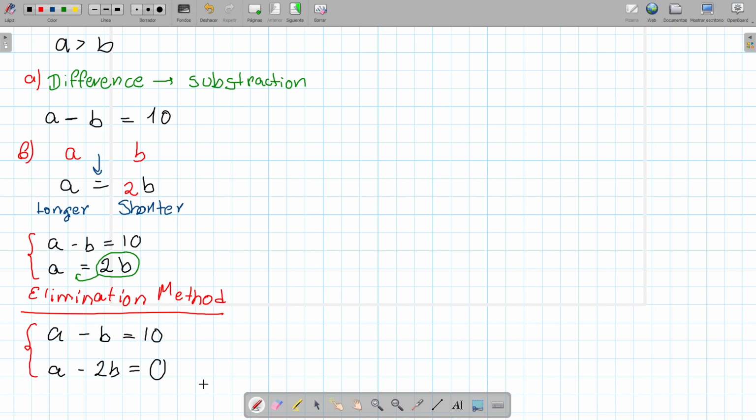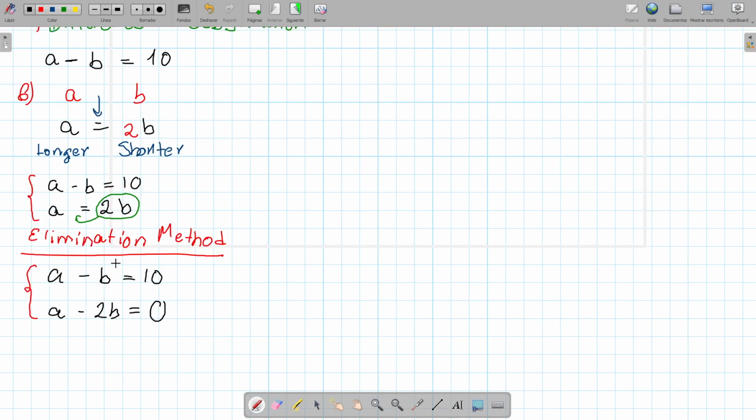It will be equal to 0. As you can see, now this looks much more like the equations that we have done before. Now we can decide which of these we can eliminate. For example, I will eliminate a.